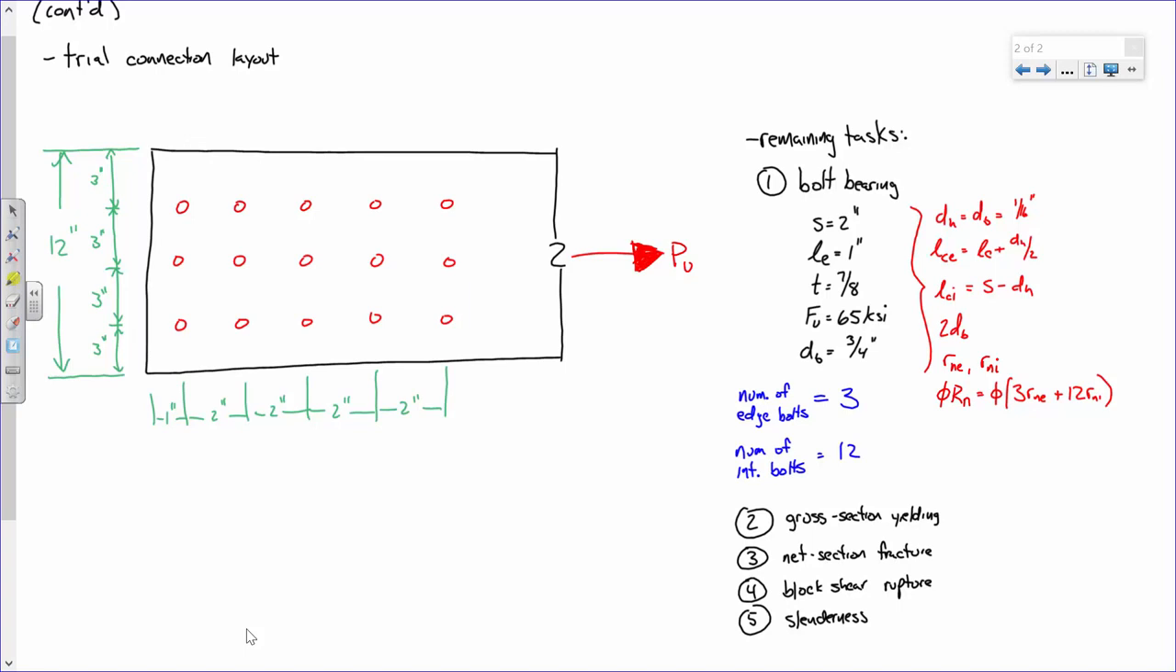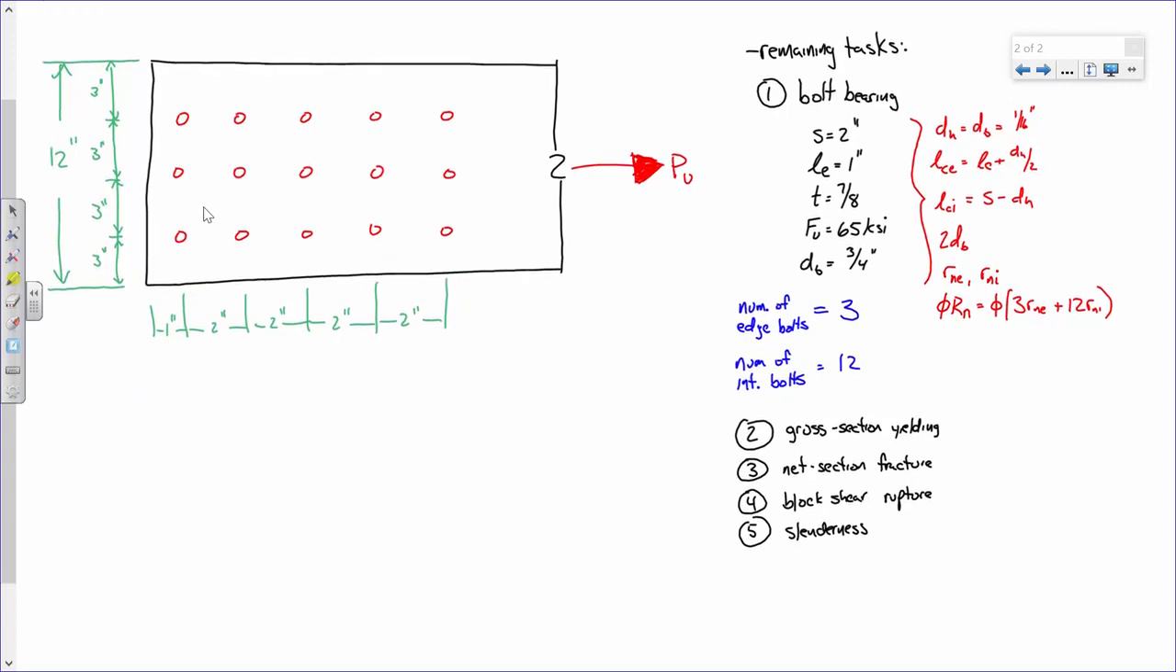If you were to do slenderness on this plate, are you going to do that funky R value? Well, that's just how you do it. We'll do that together so that it's in everybody's notes, on the video.